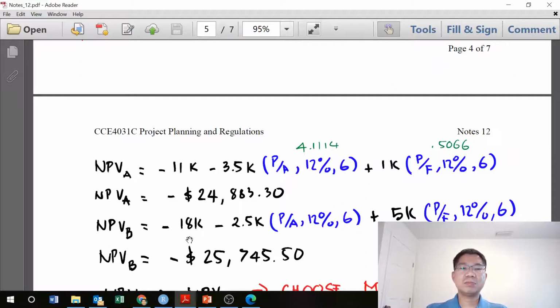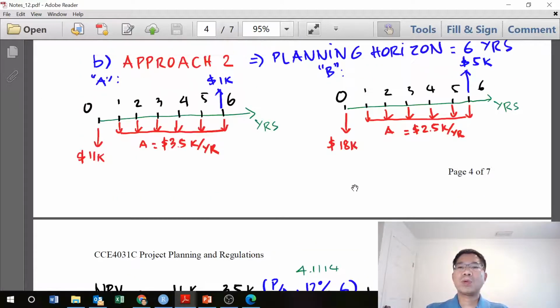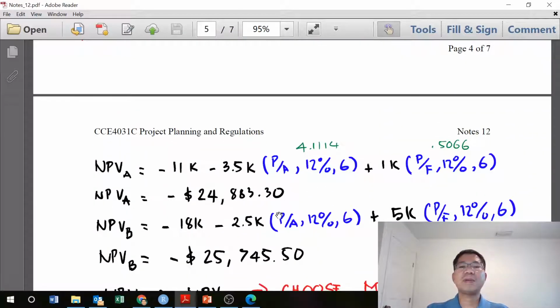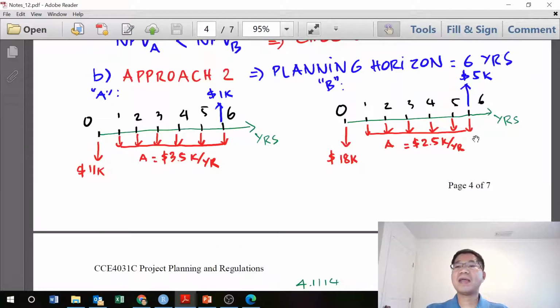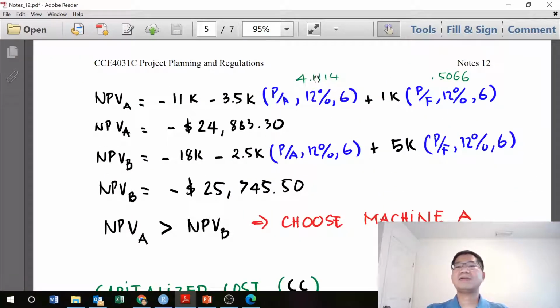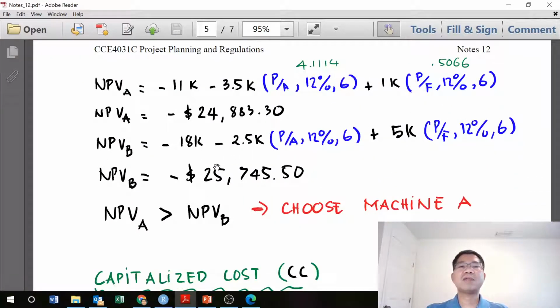NPVB, do the same. 18,000 at time zero, I don't have to convert. 2,500, same amount for 6 years, so given A, find P, we have P over A, 12%, 6. Similarly, 5K at the end of year 6, one single amount at year 6, I want to bring it to time 0. Some money in the future, bring to present value, P over F, 12%, 6. So that same factor, put down here, you get negative 25,745.50.